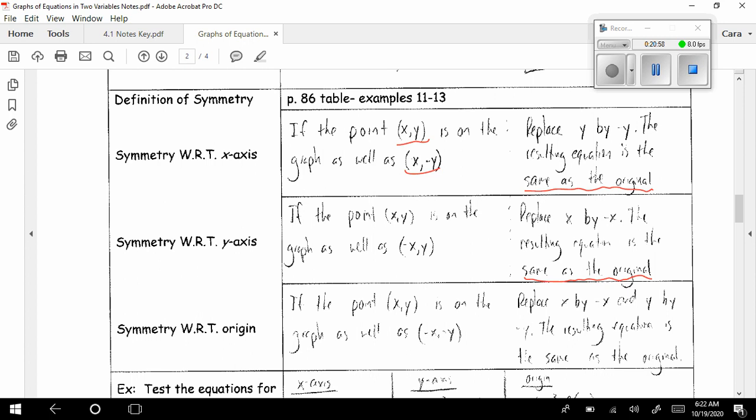To see if it has symmetry across the origin, then we can graph both x, y and negative x, negative y, and see if it is the same as the original. So replace the x by negative x and the y by negative y, and see if it is the same. All right, so go ahead and pause the video and get those definitions down, and then we will move on.